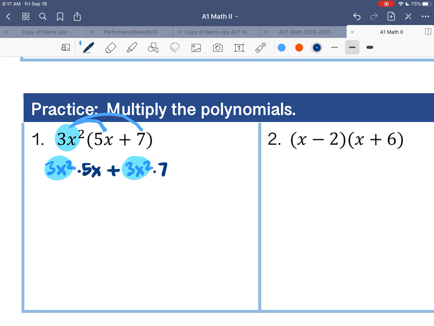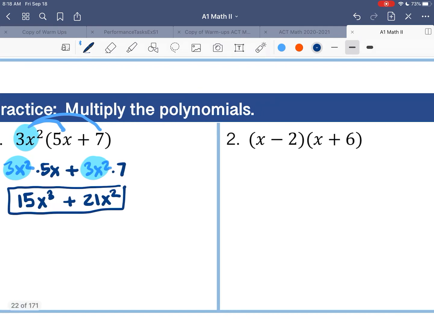And then we multiply. So 3x squared times 5x. The 3 times 5 just gives us 15. And then we have an x squared times another x, which gives us x to the third power. So just remember your exponent rules on there. And then we have 3x squared times 7, and the only thing we have to multiply is the 3 and the 7. So that's 21x squared. And that's as far as we can go with that one, because that's an x squared and an x to the third power, and those don't combine because they are not like terms. They are not the same power.